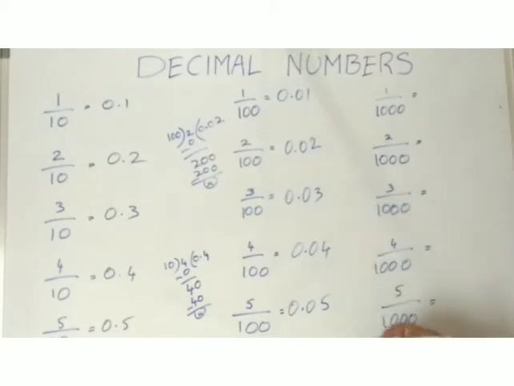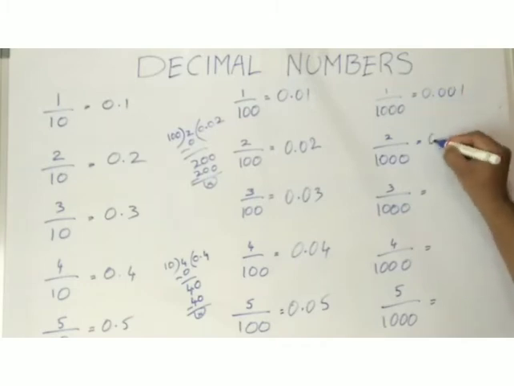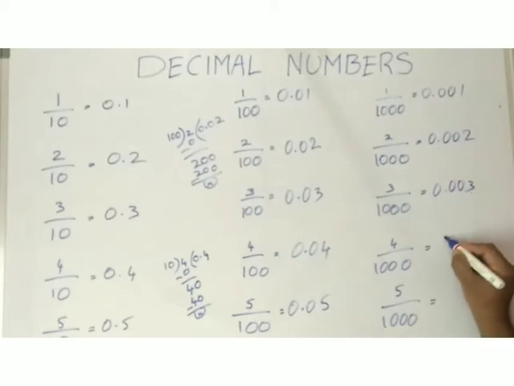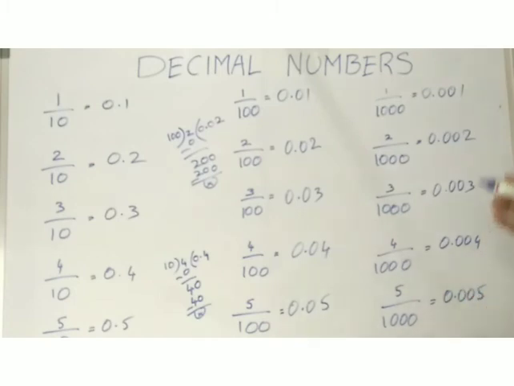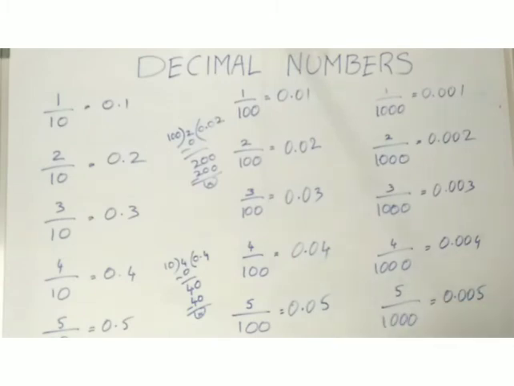In the same way, here the 3 zeros are there, so we'll get 0.001, 0.002, 0.003, 0.004, 0.005. Just by the technique we can write like this. So these all are called decimal numbers.